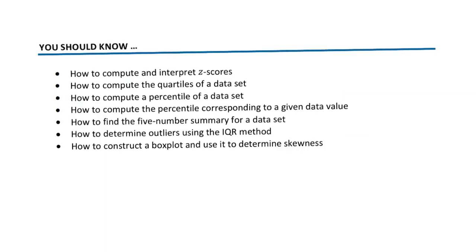In this section, you learned how to compute the z-score and how to interpret the z-score, how to compute the quartiles of the data set, how to compute the percentile and the percentile corresponding to a given data value, how to find the 5-number summary for a data set, how to determine outliers using the IQR method, the interquartile range method, and how to construct a box plot and use it to determine the skewness of the data set.